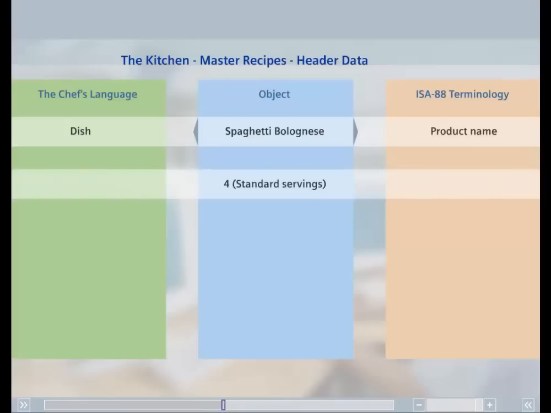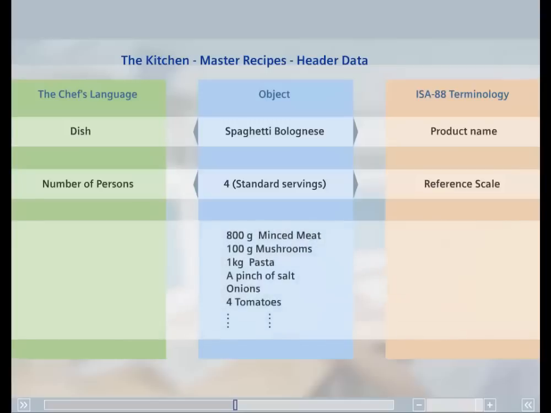The chef calls the standard amount for which the recipe is intended something like number of persons. In ISA 88, it is called reference scale. The chef would call minced meat, mushrooms, and pasta ingredients. ISA 88 calls them input materials.